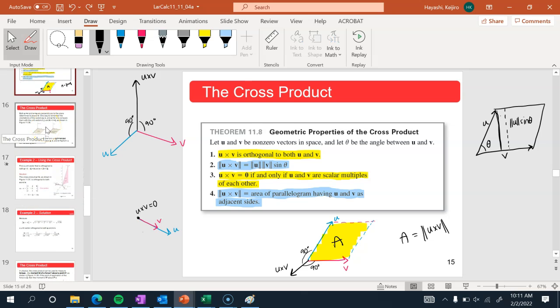But just be thinking, okay, magnitude of the cross product gives the area. Whenever you hear the word parallelogram, you should be thinking cross product.